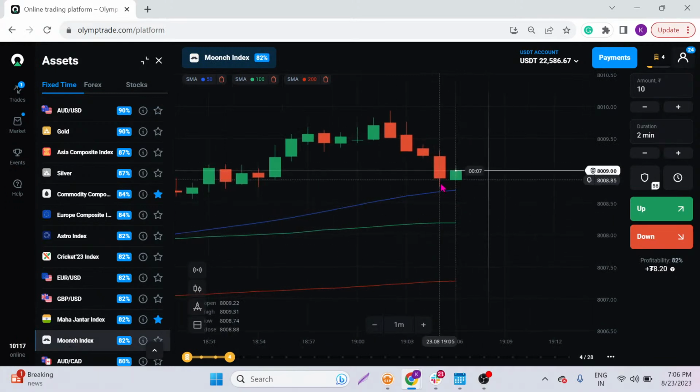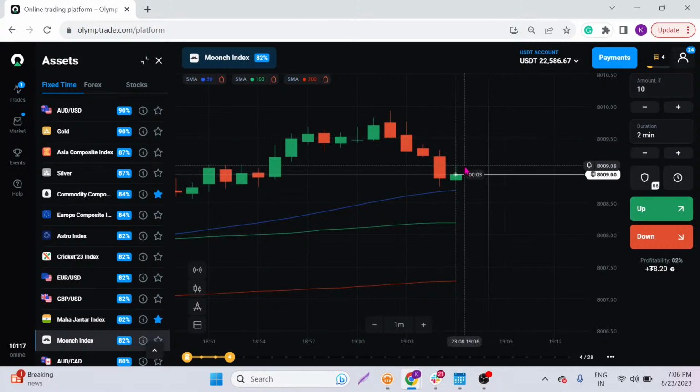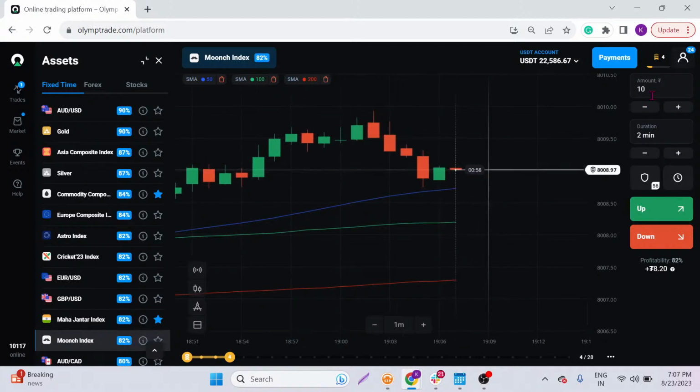Okay, so here what happened? The candle closed near SMA 50 and then it started showing reversal. So maybe here there is a reversal and we can see how it goes.